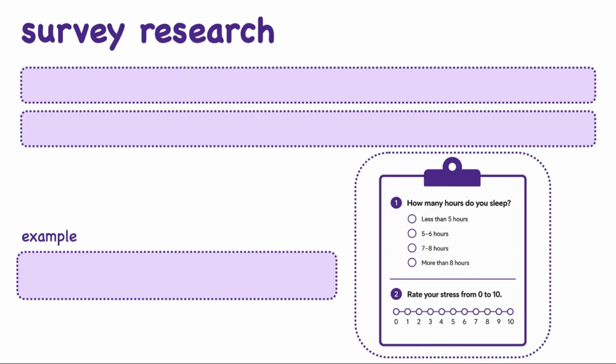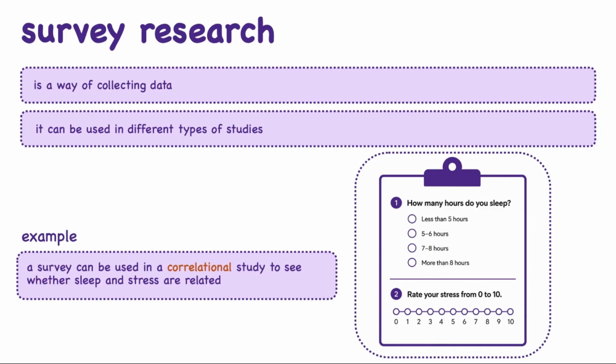A survey is a way of collecting data. It can be used in different types of studies. For example, a survey can be used in a correlational study to see whether sleep and stress are related.